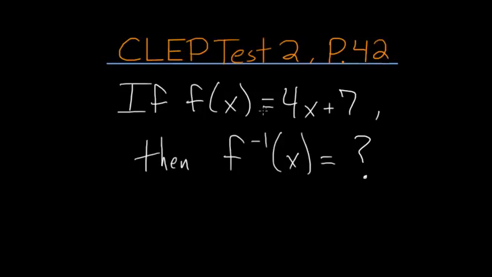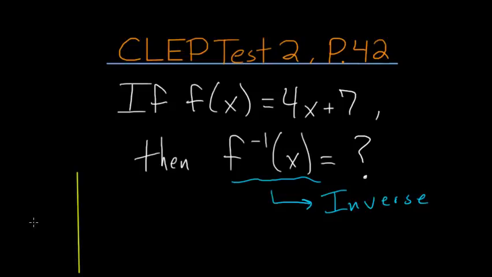If f of x is equal to 4x plus 7, then what is the inverse of our function f? This notation here is just a shorthand for the inverse. And graphically, what it means to have an inverse function, so if we just very quickly graph our line of f of x, we know that it's got a positive y-intercept and a fairly steep slope.